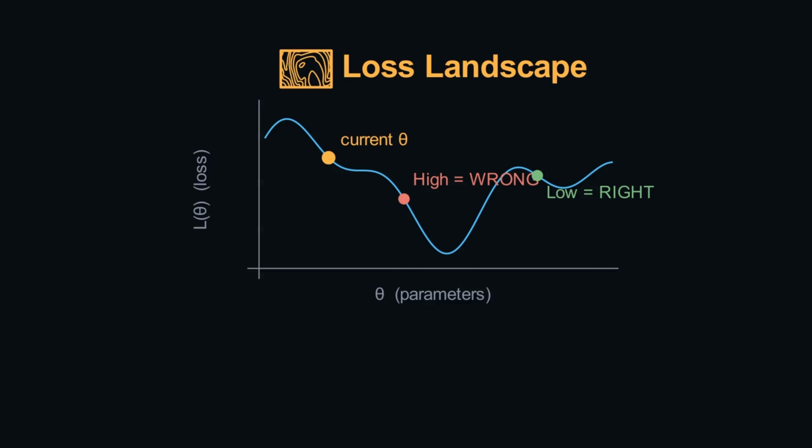It's non-convex, full of hills, valleys, ridges, and vast flat plains. There is no single obvious bottom. Many valleys compete, and some are traps.